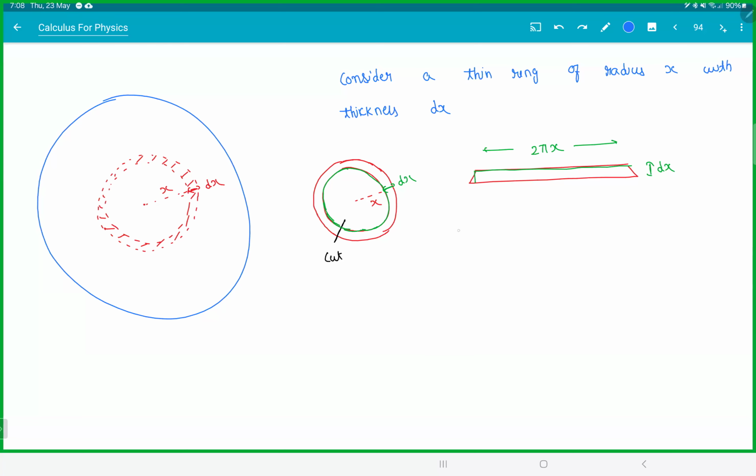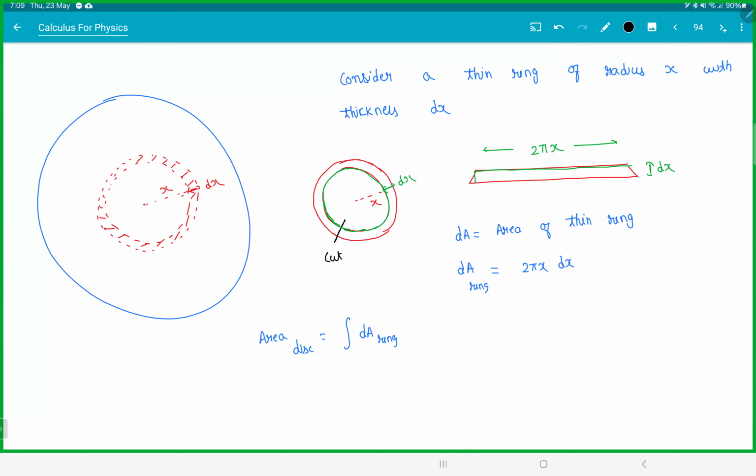So what do we get here? We get this dA, which is the area of this thin ring, which is length into breadth, where length is 2 pi x and breadth is dx. This is the area of the ring. You want the area of the disk, so the area of the disk is to add all the areas of the rings. We call it summation. Summation is nothing but integral.